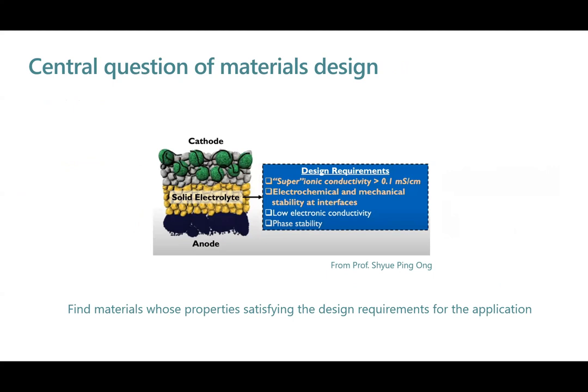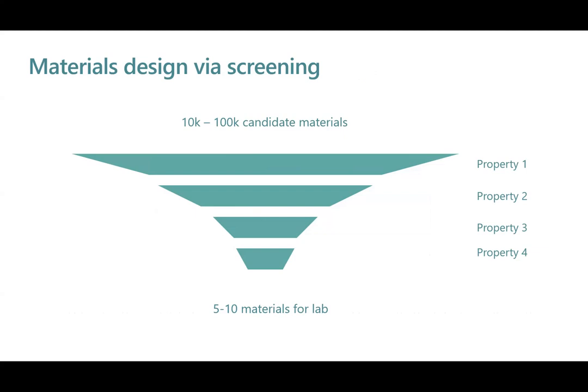So therefore, the core problem here really is to find a material which is stable and also satisfies all these property constraints. And that's the core problem that we're trying to solve here. So traditionally, in the past decade, it's been pretty influential to basically achieve this material design via screening-based methods.